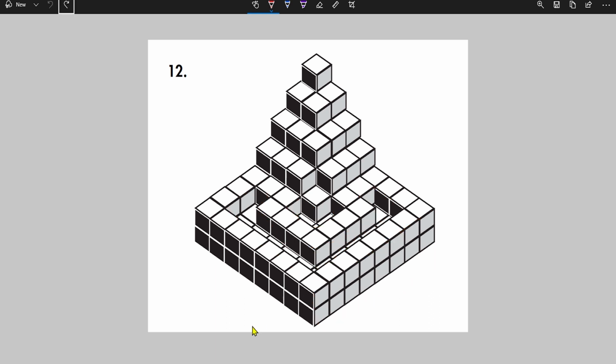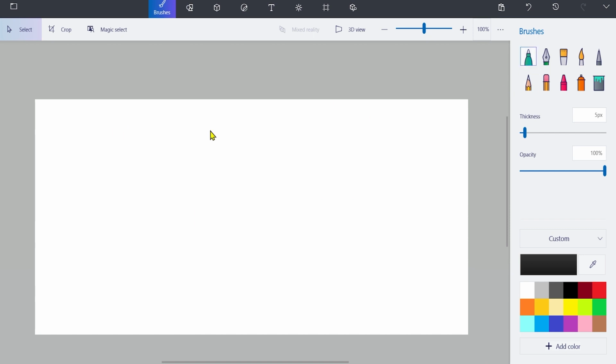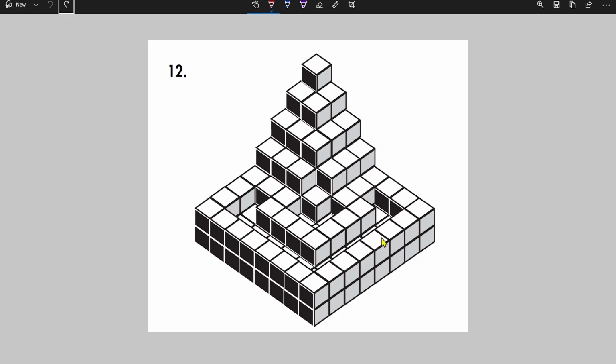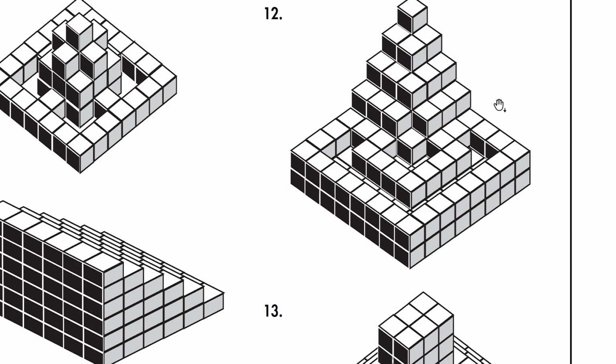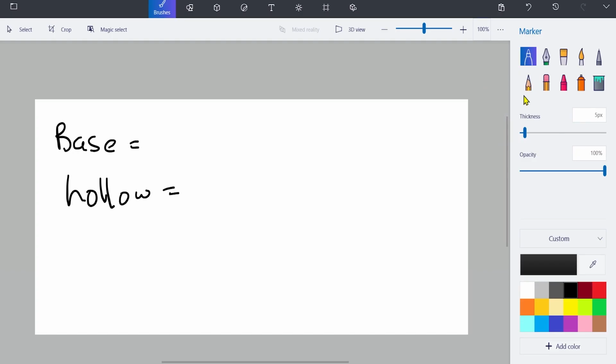So let me go ahead and write down the base, the hollow, and after that we have, this is the base, that's the hollow. So then this becomes first layer, second layer, third layer, fourth. So first, second, third, fourth. Let me go back to this, and then we have first, second, third, fourth layers over the base.